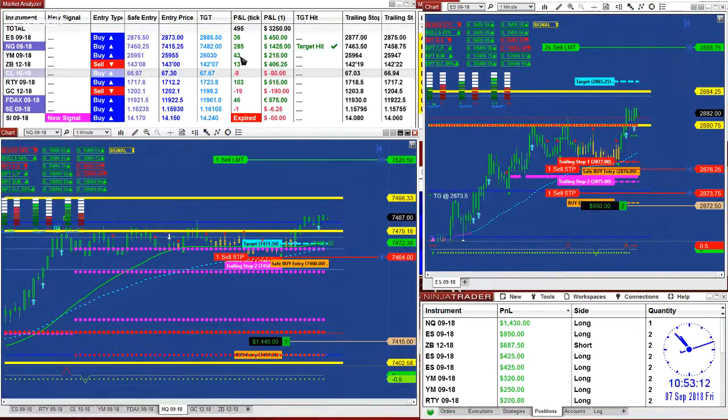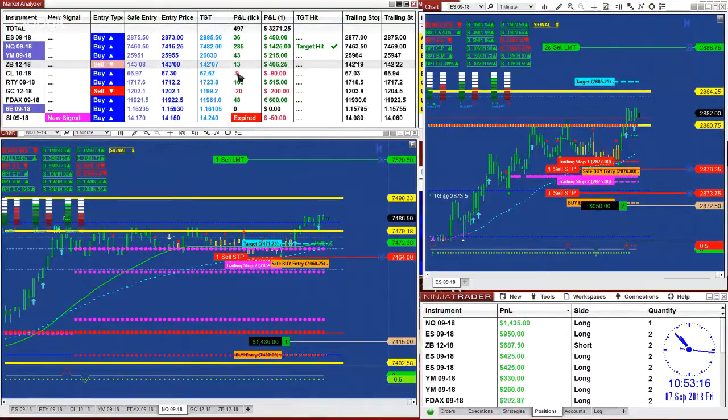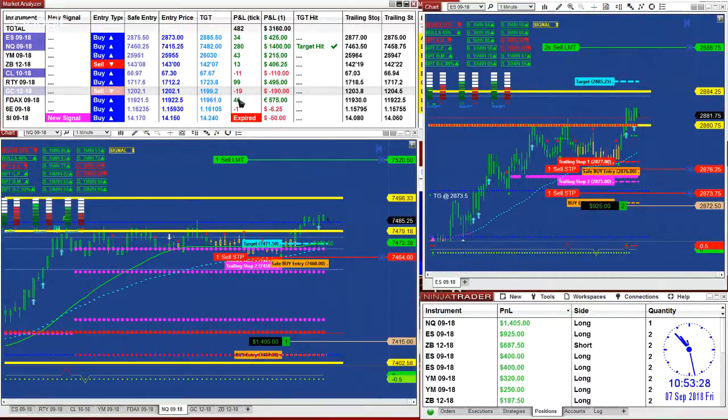285 ticks, 43 ticks YM, 13 ticks 30-year Treasury bond, south down, 10 ticks Russell, 100 ticks gold going south, 19 ticks DAX, that's not much for DAX, 45 ticks, and the 6E is going in the circle, and actually the silver is also in the circle.